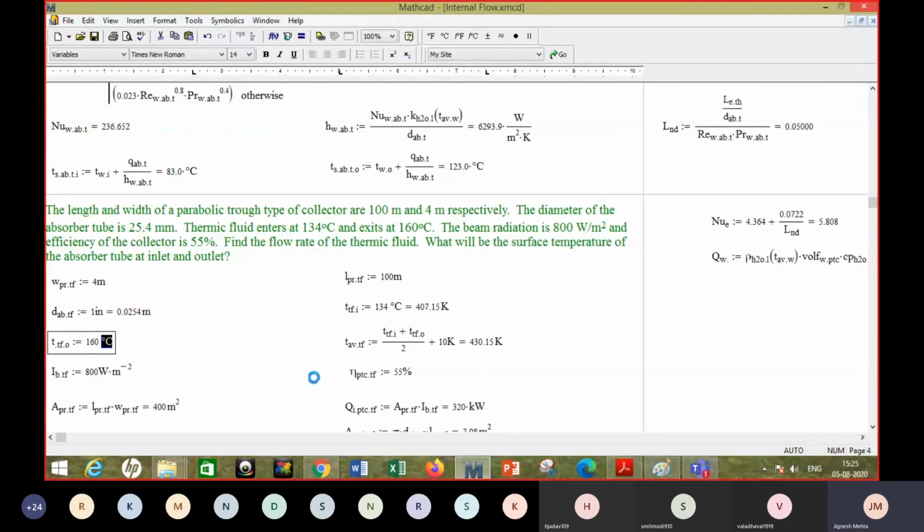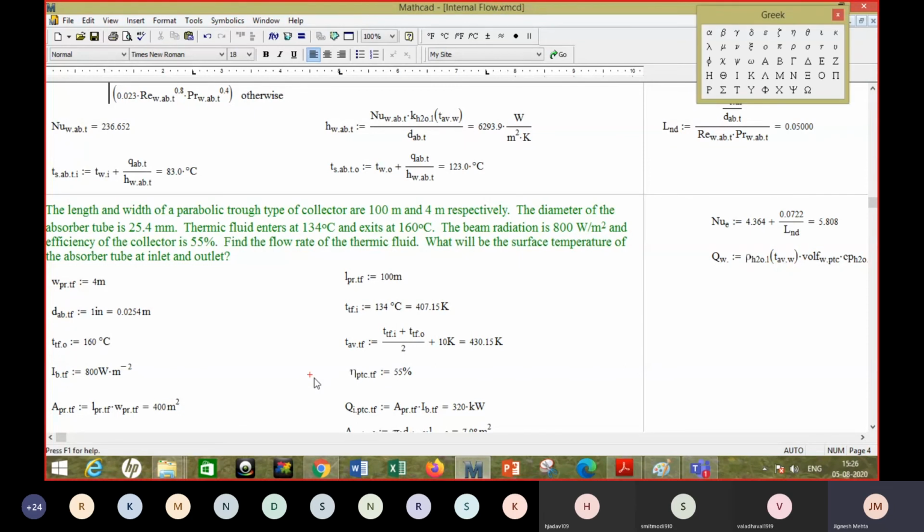Now your IB is 800 watt per meter square, right? The beam radiation intensity, and efficiency is 55%. What is the total area of the parabolic trough collector? It is length into width, right? So for width, you are going to consider a rectangular plane.